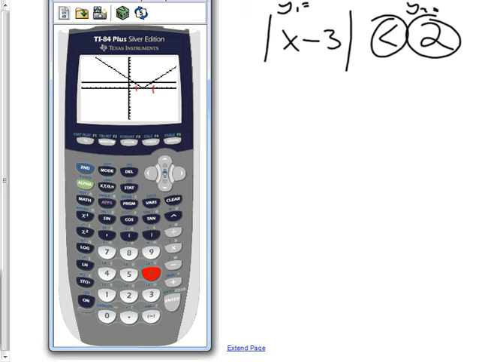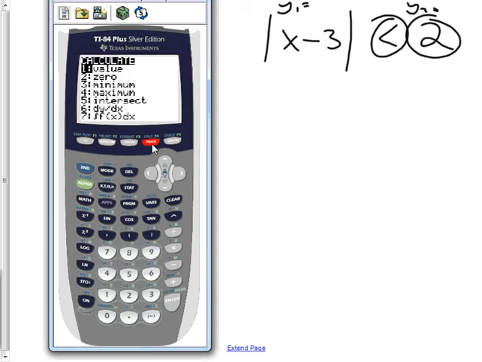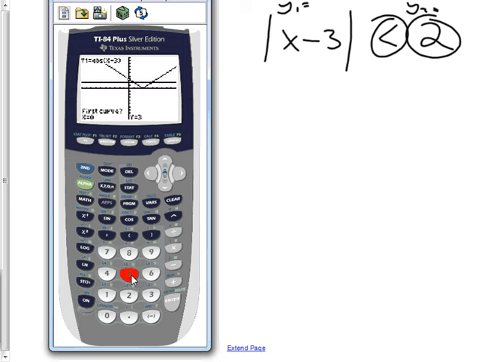Now, what are those important spots? Those are intersection points, right? Can I get the 1 and the 5 from second calculate intersect? You bet I can. I can go second calculate, intersect, enter, enter, enter, will get me one of my 2 points. There we go, 1, comma 2. So I know it's at 1.